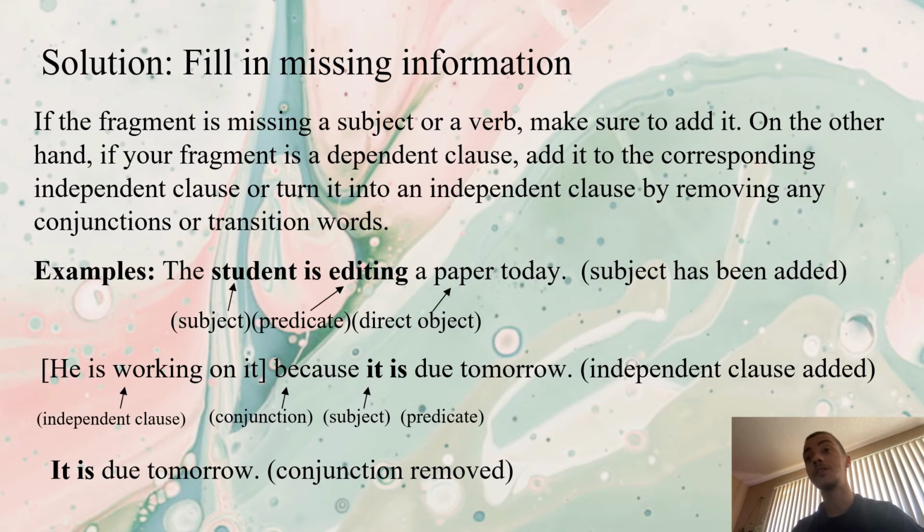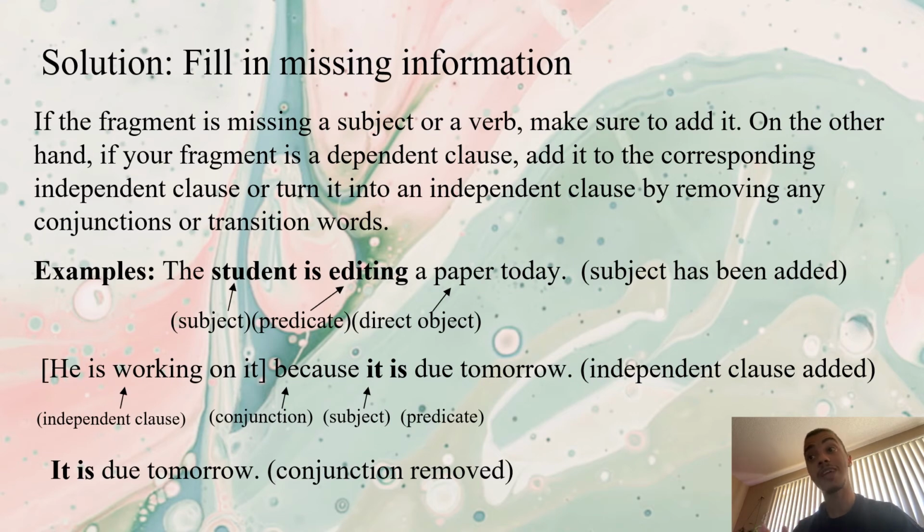This first one now is "the student is editing a paper today," the student being our subject now, so it is a complete sentence because now it has the subject and the verb. Next, "because it is due tomorrow" is now changed to "he is working on it because it is due tomorrow." "He is working on it" is our new independent clause here. And the dependent clause, "because it is due tomorrow," just further explains why he's working on it. So in this independent clause we added, "he" is the subject and "is working" is our predicate. And then together these would be a complete sentence.